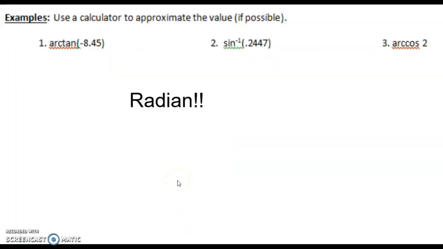So again, now take the time, make sure you copy down your notes, and then go ahead and answer those questions on Go Formative.